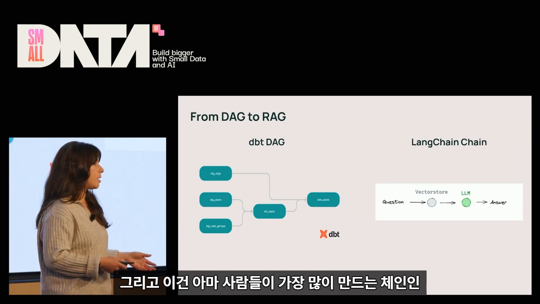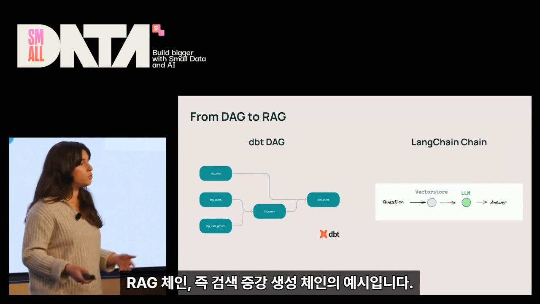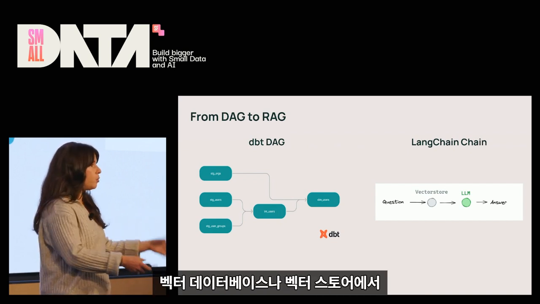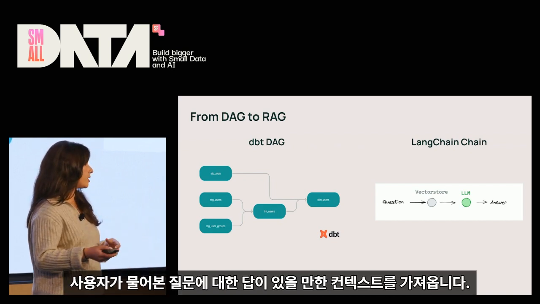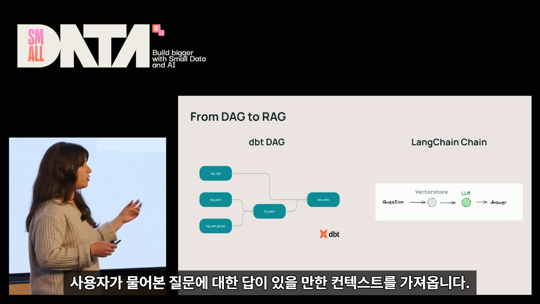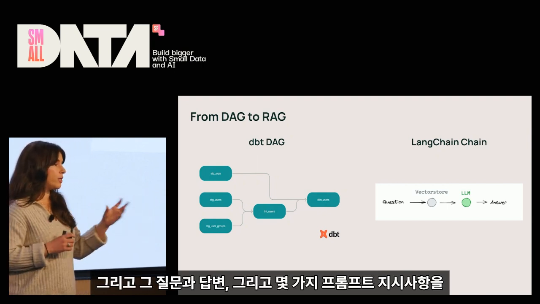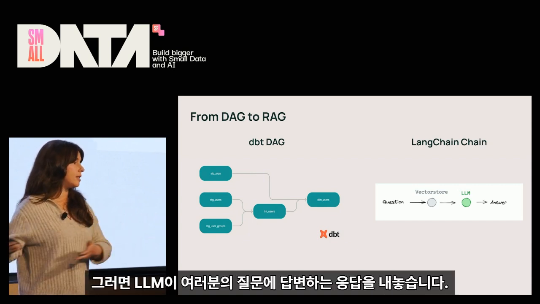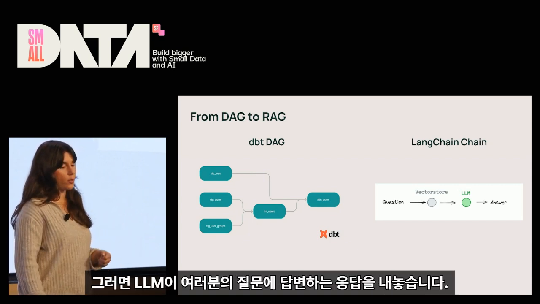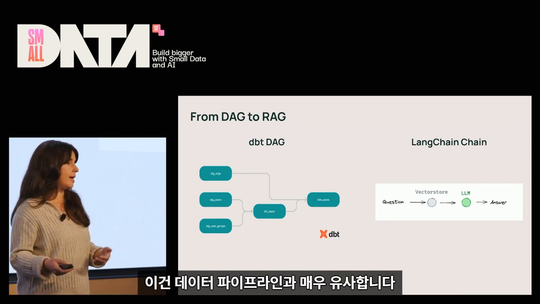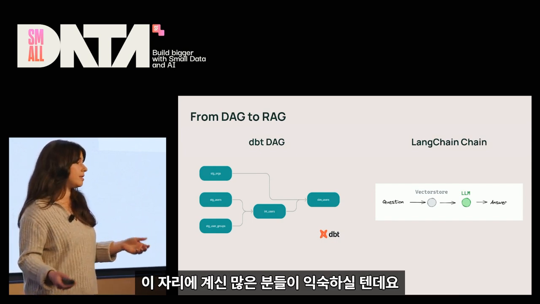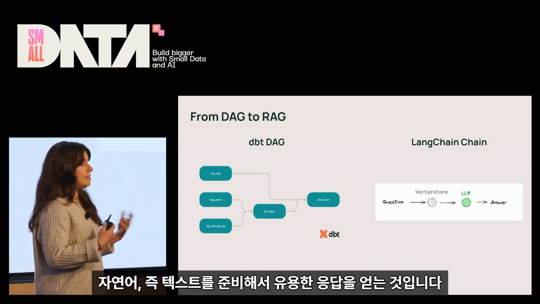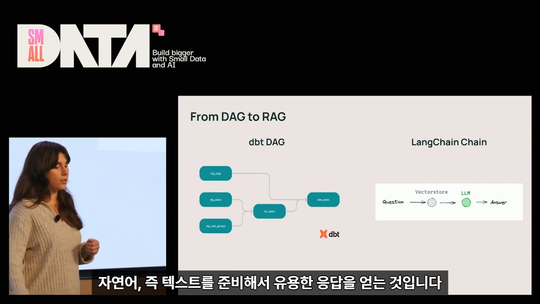This is an example of probably the most common chain that people build, which is a RAG chain, or retrieval augmented generation chain, where a question comes in, you pull context from your vector database or your vector store that has the answer, hopefully, to the question that the user asked. You stuff the question, the answer, along with some prompt instructions into the LLM as a request, and then the LLM spits out a response to answer your question. This is very much like a data pipeline that many people here are familiar with, but instead of prepping data to get useful information, you're instead prepping natural language or text to get to a useful response.